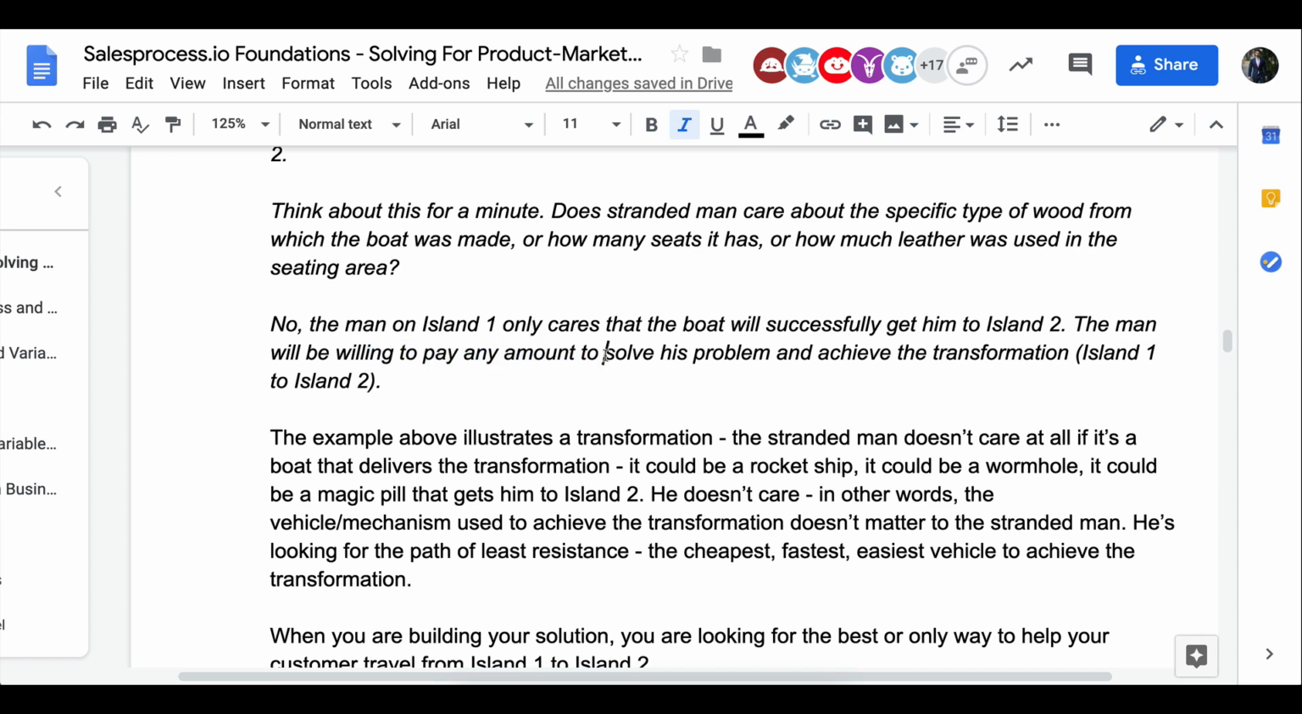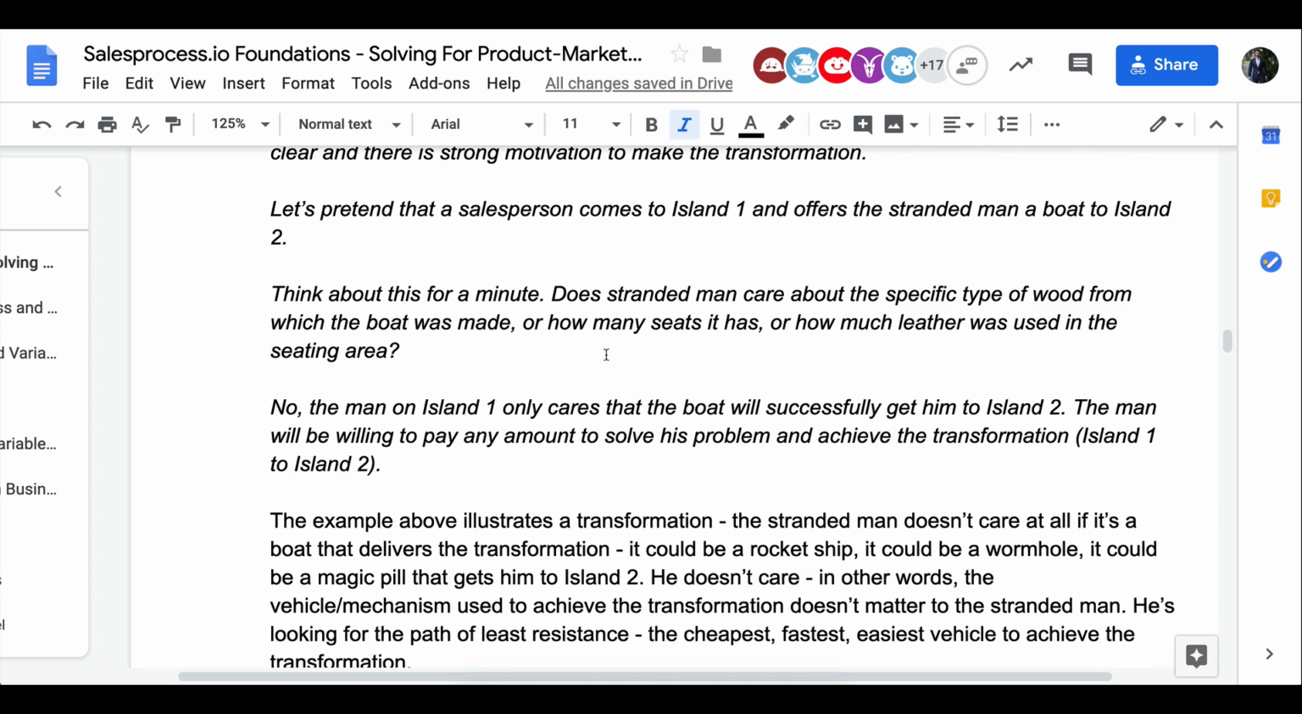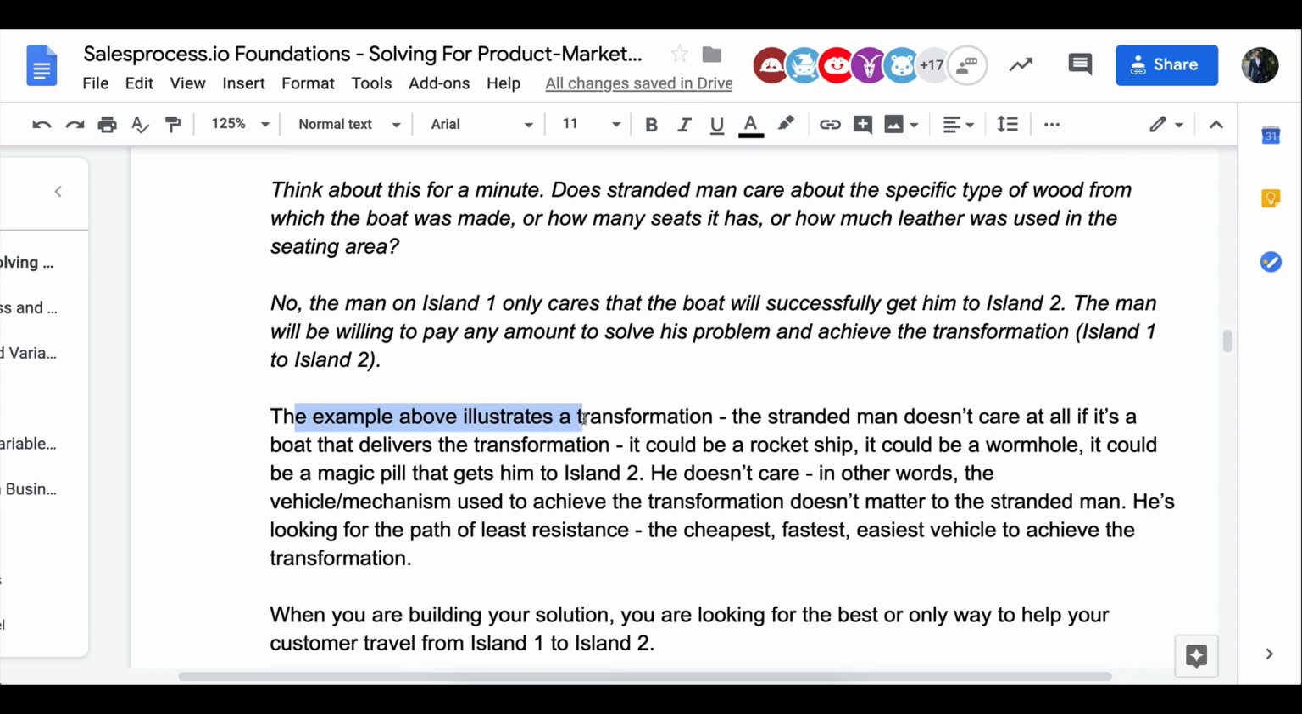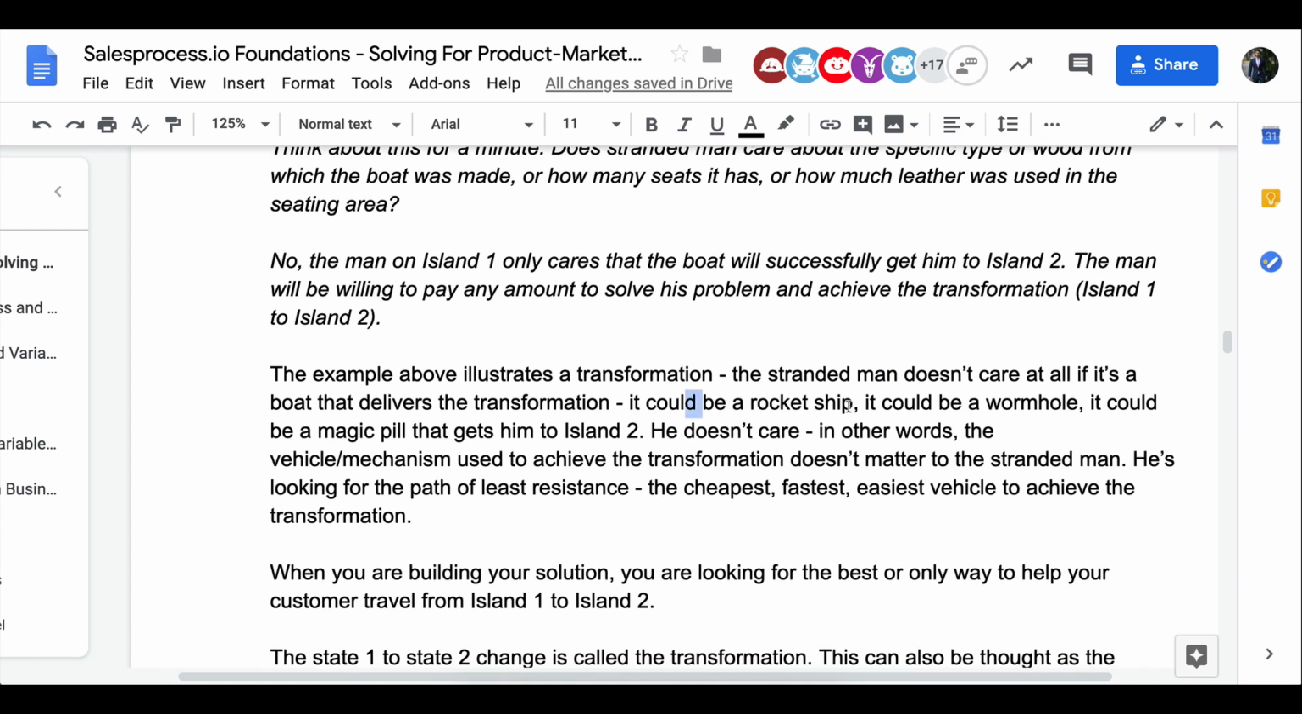In this particular situation, because he's stranded and he's going to die, the man is willing to pay any amount of money to solve this problem and achieve the transformation. He needs to go from island one to island two, and he's willing to pay any amount of money to get there. This example of the man illustrates a transformation. The stranded man doesn't care at all if it's a boat that delivers the transformation. He doesn't care if it's a rocket ship, a wormhole, magic pills. He doesn't care how he gets to island two.